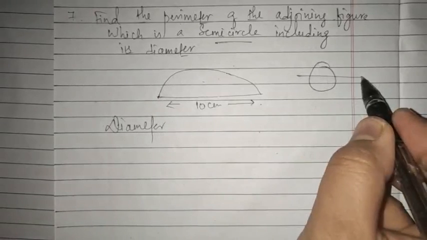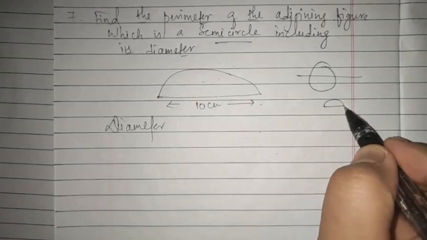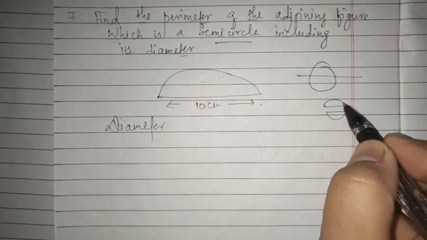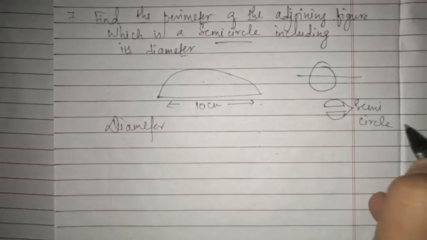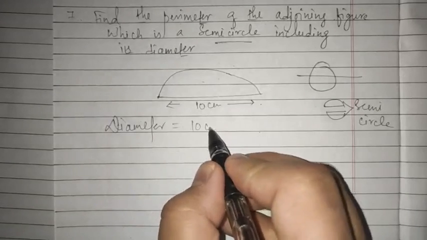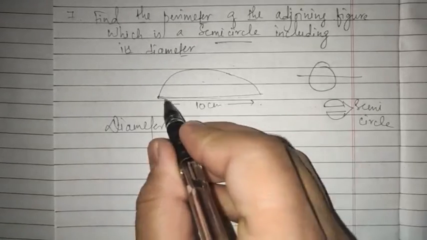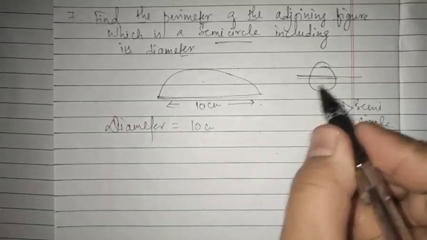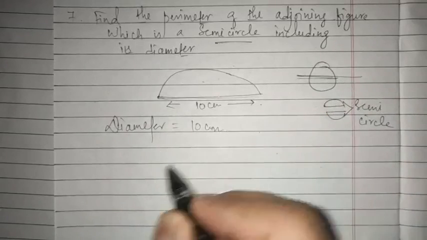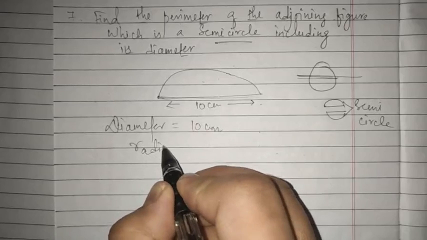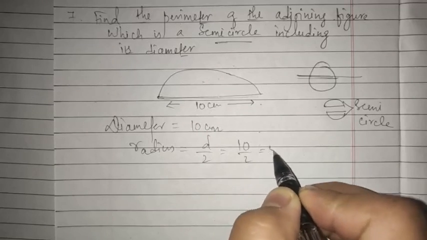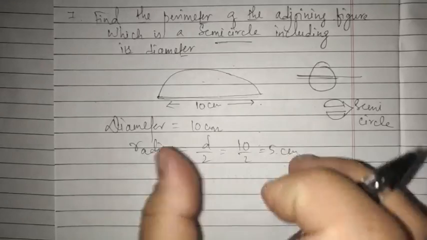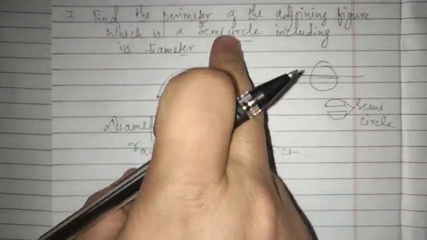So if you cut this circle, the circle will be divided into two parts, which we will consider as semicircles. Semi means half, isn't it? So the diameter is 10 centimeter. This whole part is the diameter. And what will be the radius if the diameter is given? The formula is d by 2, so 10 by 2 is 5 centimeter. Okay, so we got the radius. Now we have to find the perimeter of the semicircle.